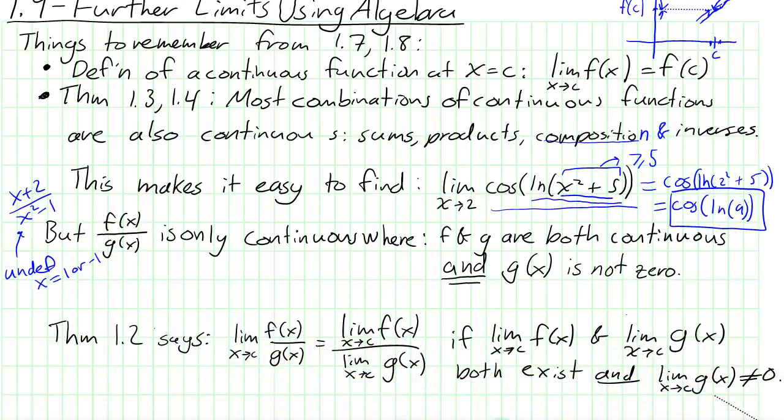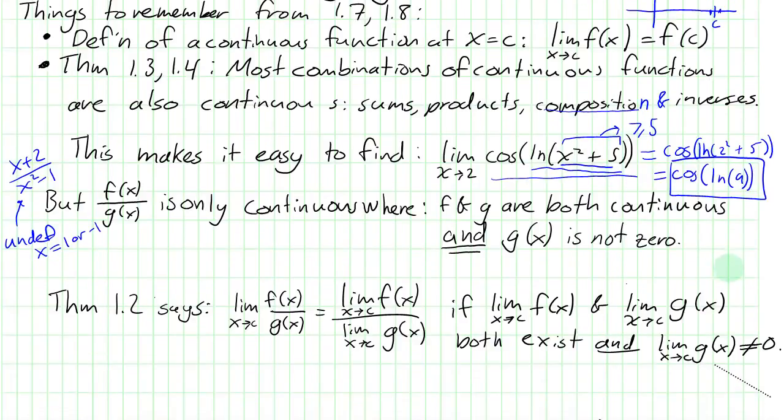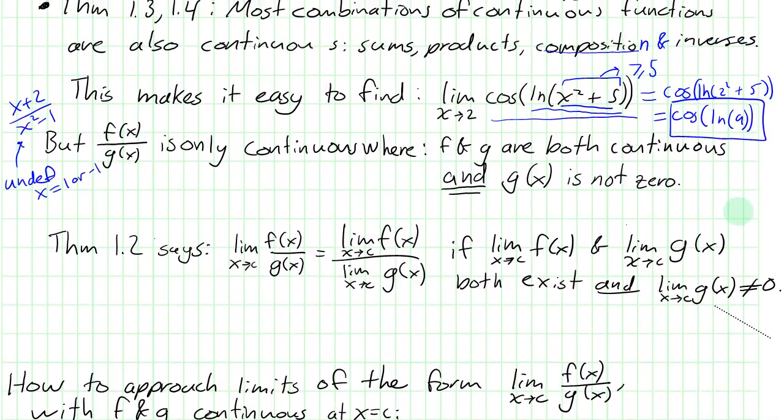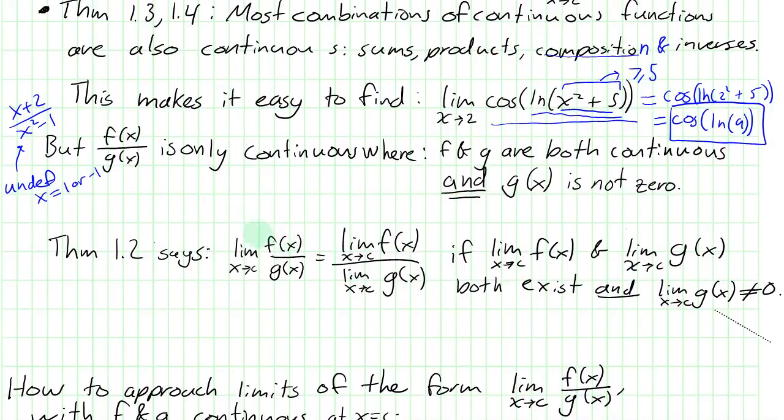Let's look at this theorem that we had from before, which is that if you take a limit of a fraction function like this, it's equal to the limit of the top over the limit of the bottom if both of those limits exist, and the bottom limit is not equal to 0.